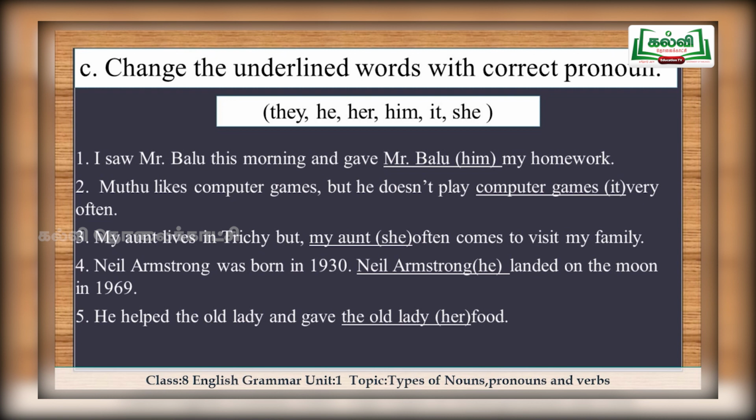Let me give you the answers. We are replacing Mr. Balu with him in the first sentence, and computer games, as it is an object, we are replacing with it. Okay, and my aunt is a woman, so we are replacing it with she. And Neil Armstrong is a male, so we replace it with he. Old lady is a woman and it comes as her. So these are the answers for the exercise.